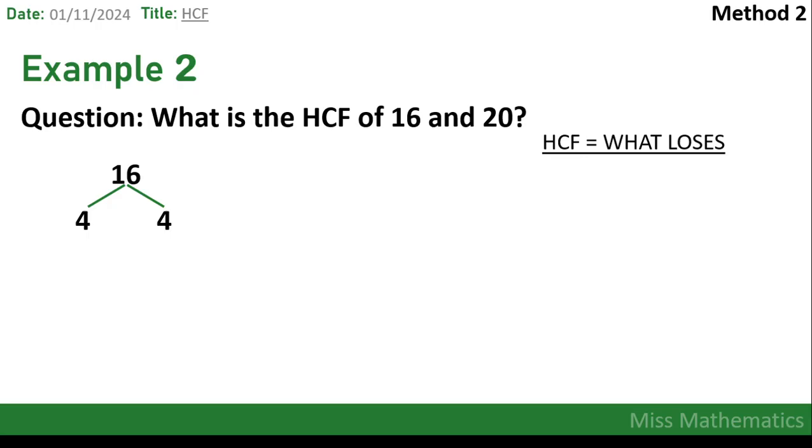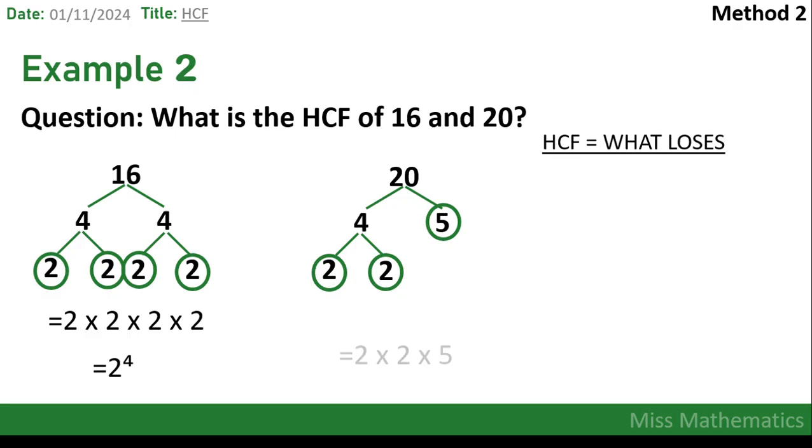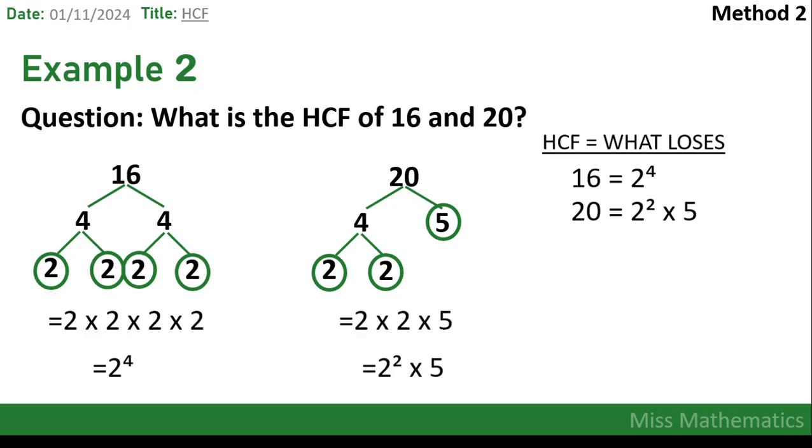So first you have to do the prime factorization of 16. You will have learnt this from our prime factorization video. So 16 is the same as 2 to the power of 4. Then you can do 20. 20 is made up of 4 times 5, then 2 times 2. So therefore, the prime factorization of 20 is 2 squared times 5.